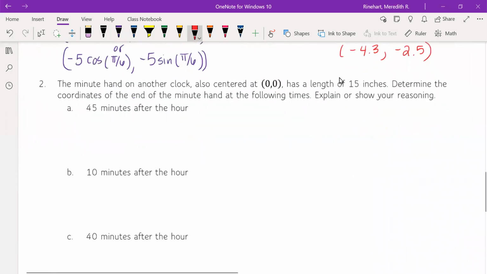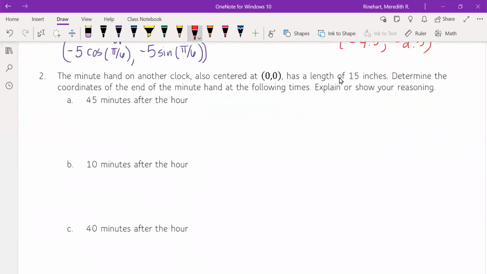Moving on to the second part here, we have another clock, but now the radius, the length, is 15 inches. So now we're scaling by 15. You have two options here. You could do your unit circle times 15, or you could use the answers in the previous problem, because that was 5, and we know 5 times 3 is 15, so you could use your previous answers and multiply by 3. Either one's correct. You're going to get relatively the same answer. There might be a little bit of an estimation issue, but it'll be close enough.